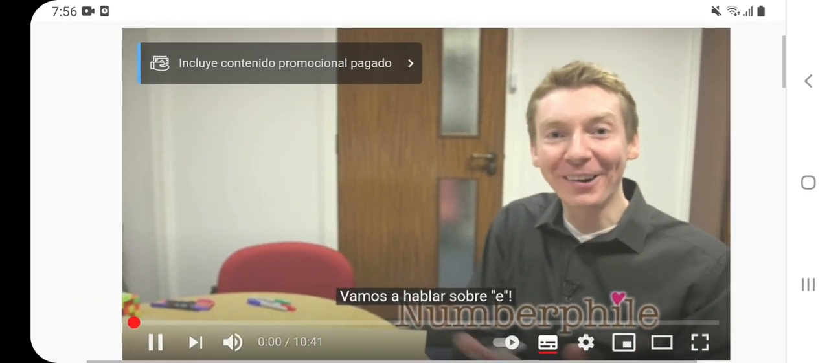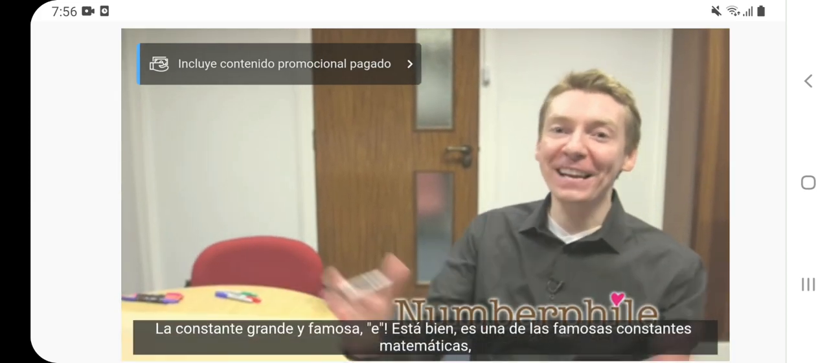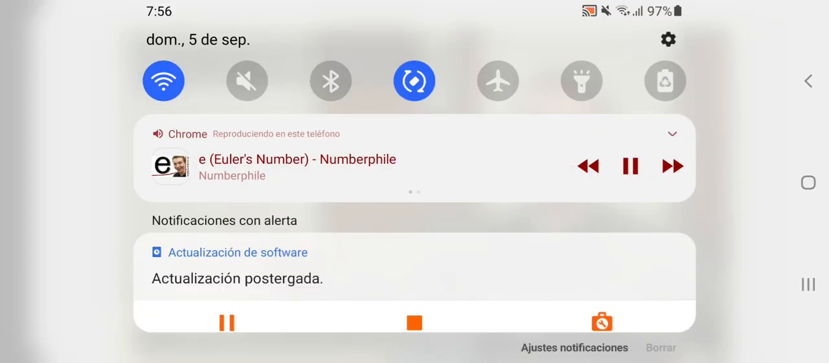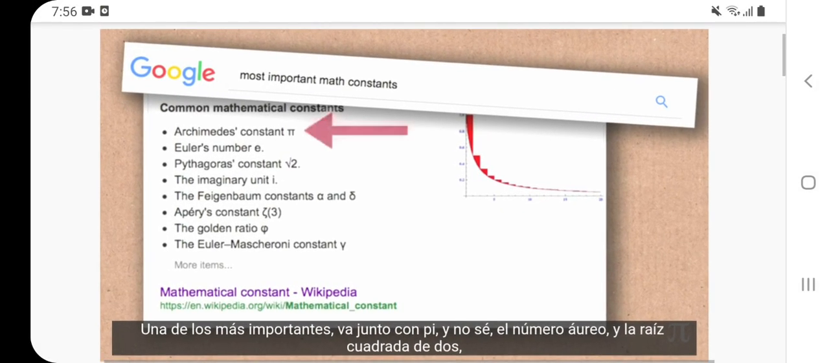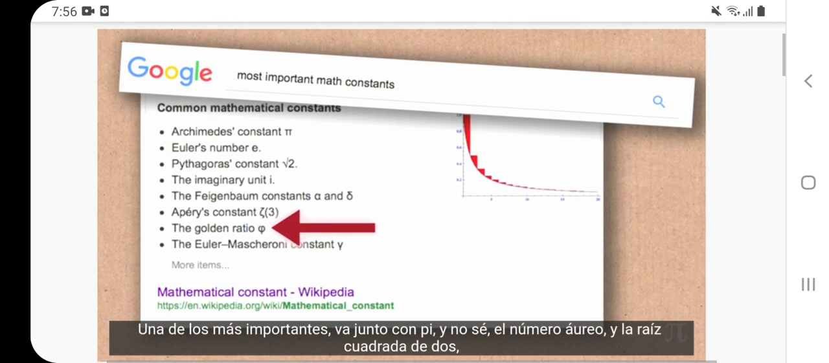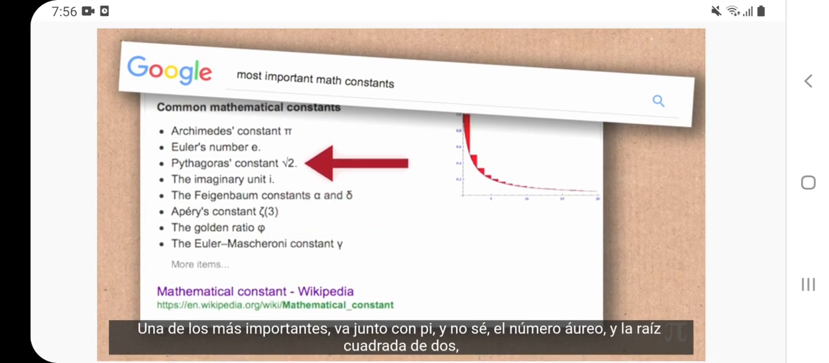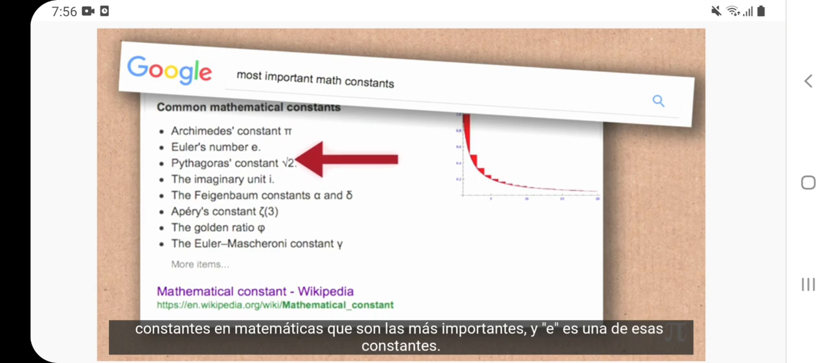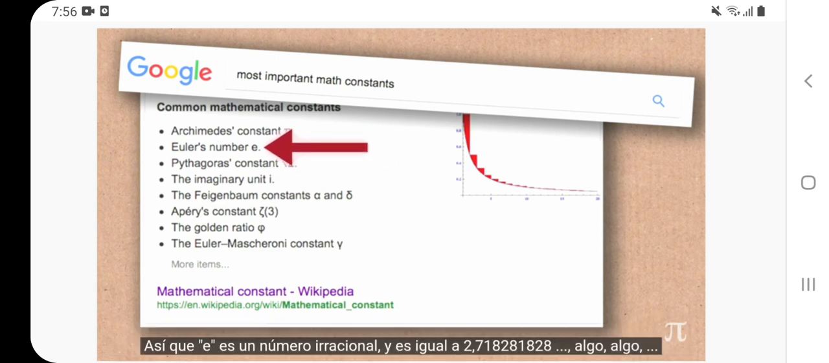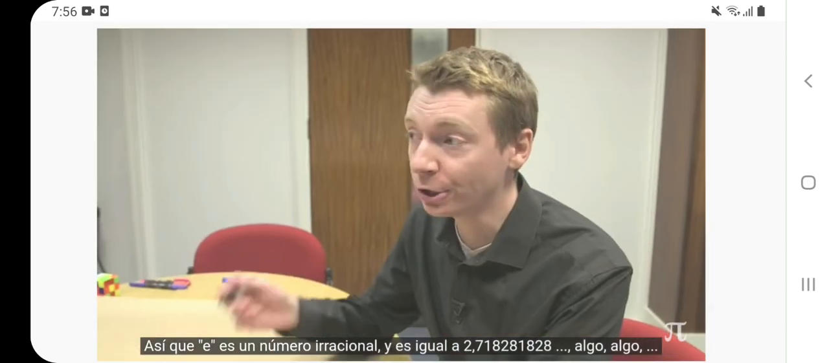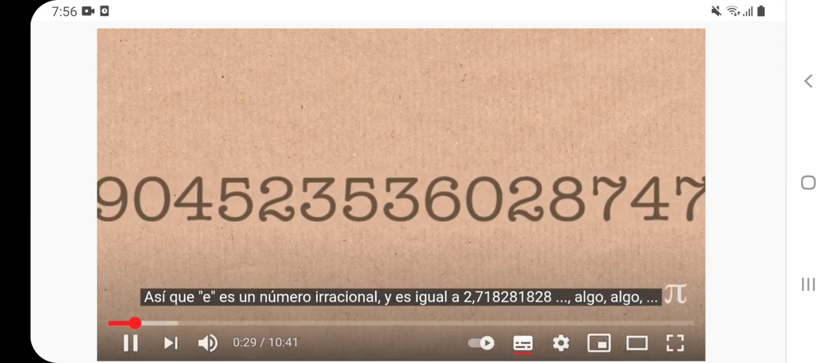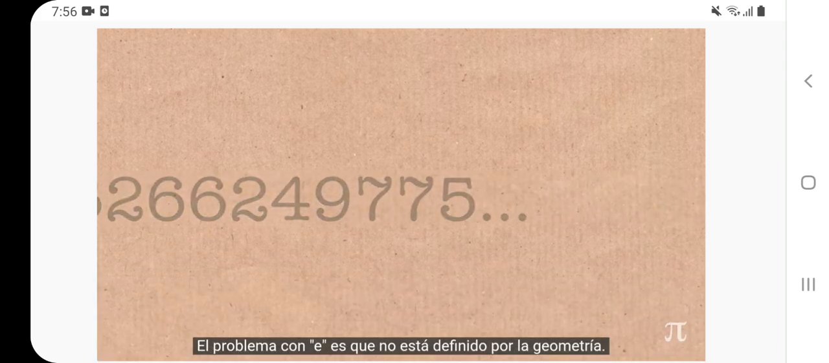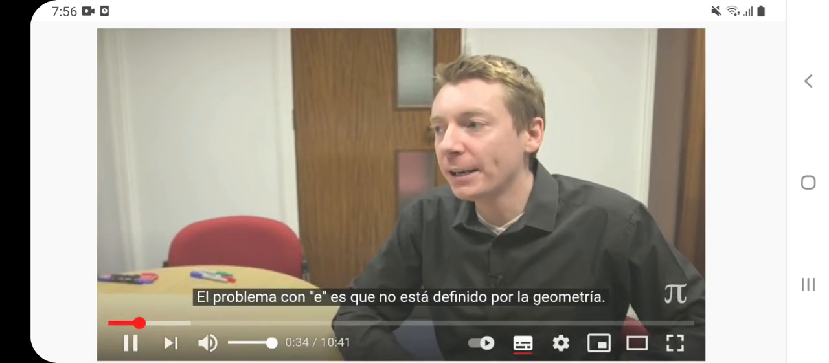We're going to talk about E, the big famous constant E. Okay, it's one of the famous mathematical constants, one of the most important. It goes along with pi and, I don't know, the golden ratio and the square root of 2. There are constants in maths that are the most important constants, and E is one of those constants. So E is an irrational number and it's equal to 2.718281828 something.